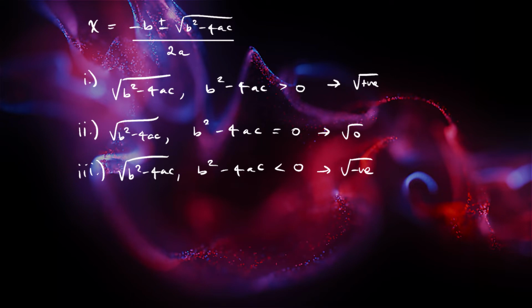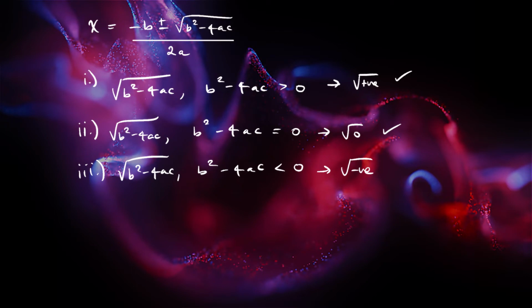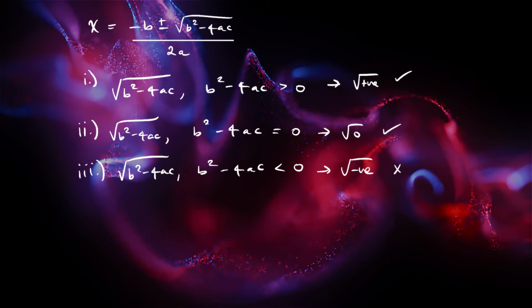So, do we have any issues with any of these cases? Well, can we take the square root of a positive number? Yes, so that's probably okay. Can we take the square root of 0? Yes, that will give me 0, so that's okay. But can I take the square root of a negative number? The answer is no, we can't take the square root of a negative number. And so this cannot be done, at least not in the real number plane.